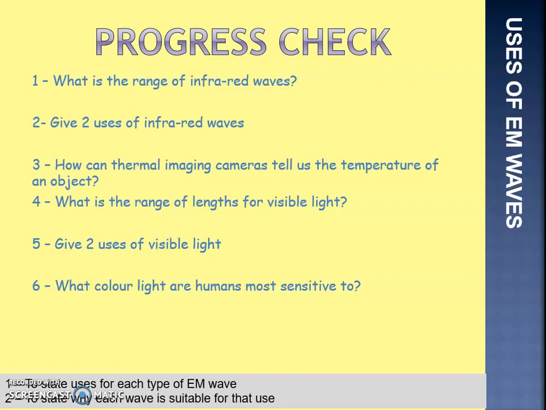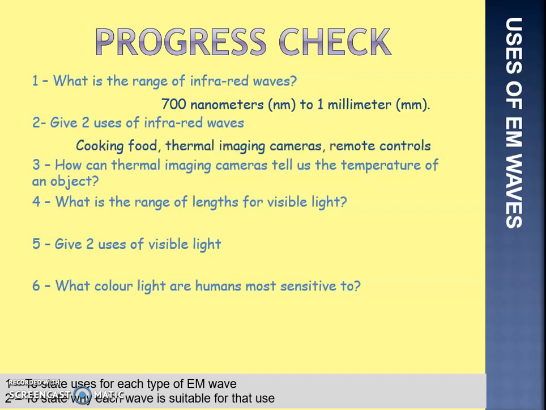Okay, question 1. What's the range of infrared waves? They're between 700 nanometers to 1 millimeter. 2 uses of infrared. Well, we've got a few: cooking food, thermal imaging cameras and remote controls.